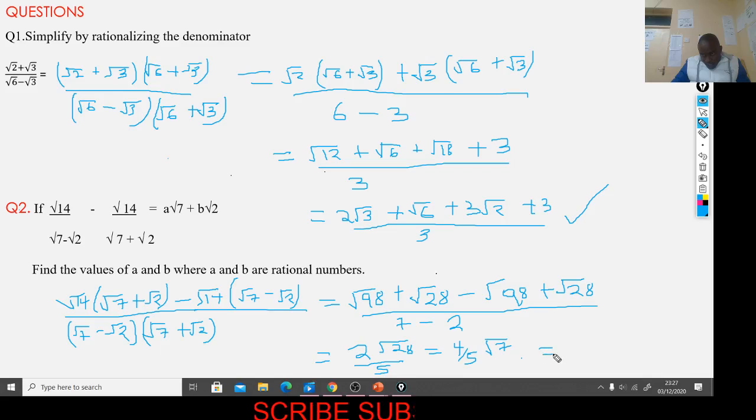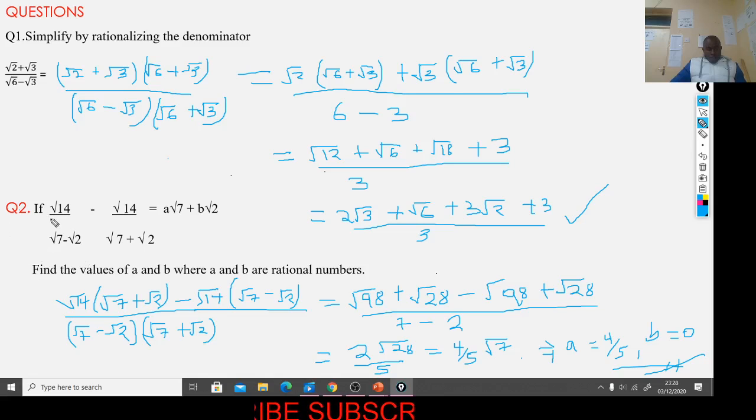It implies that a, because a root 7 requires this one, so a equals 4 over 5, and b equals 0. So this is how you want to solve this question.